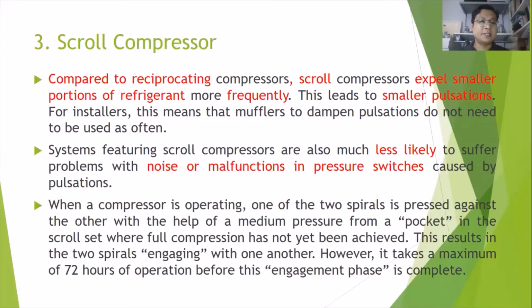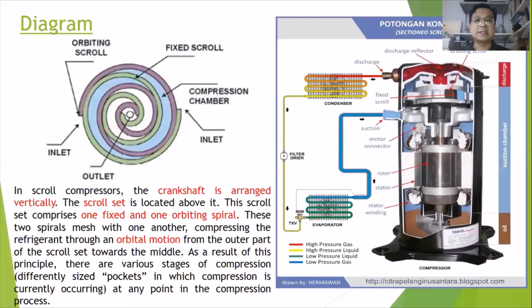When the compressor is operating, one of the two spirals is pressed against the other with the help of medium pressure from a pocket in the scroll set, where full compression has not yet been achieved. Okay, we can see the structure of the scroll compressor, right?